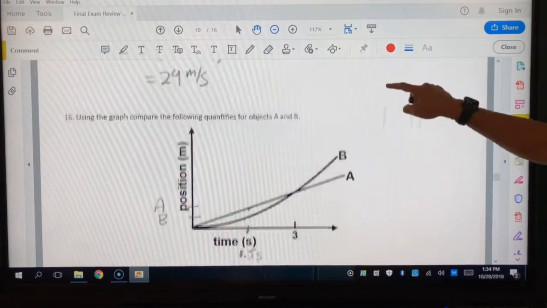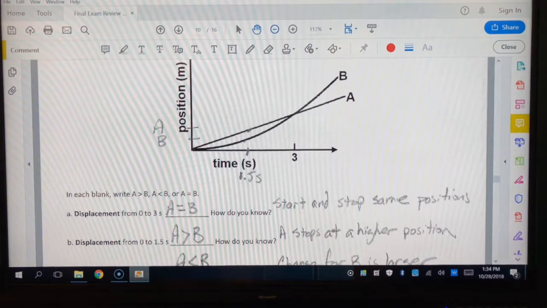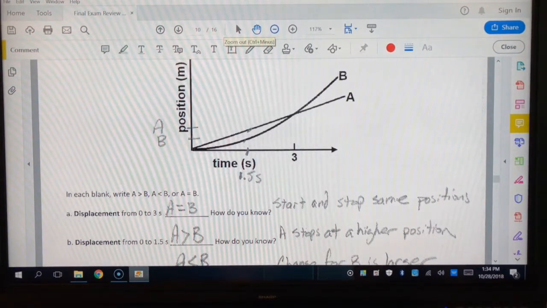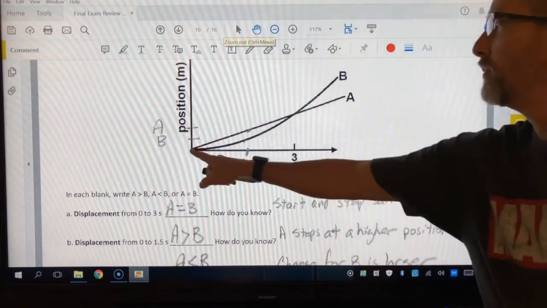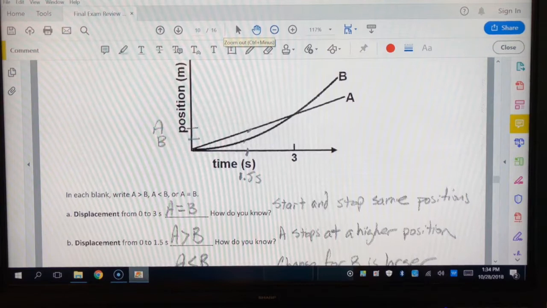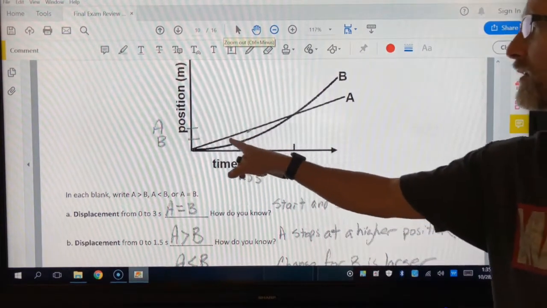Using the graphs, compare the following quantities for objects A and B. So the displacement for each one is the same because they have the same start and stop positions from here to here. The displacement from 0 to 1.5, though, is going to be bigger for A because it's higher up than B is, which is right here.